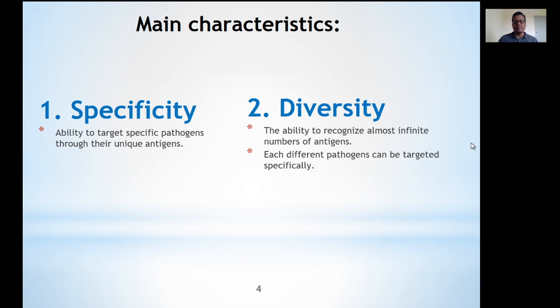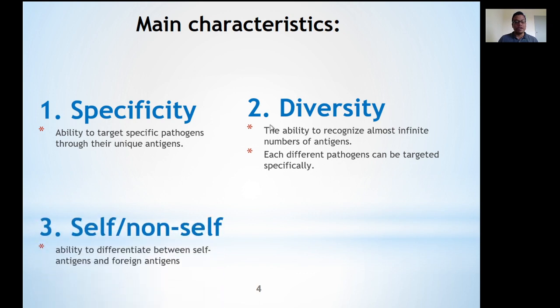I think it is recorded that there are more than 1,200 types of pathogens or microbes that can cause disease in humans. So that's a huge amount of pathogens, but our immune system is still able to recognize them one by one. So it has the ability to recognize almost infinite numbers of antigens, and each different pathogen can still be targeted specifically.